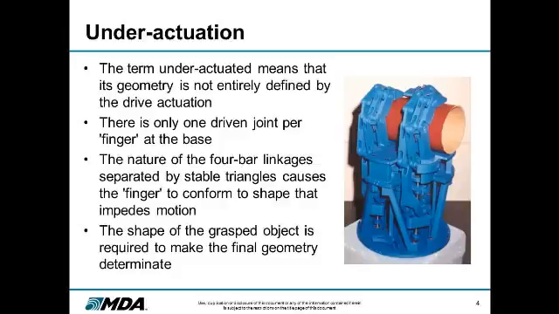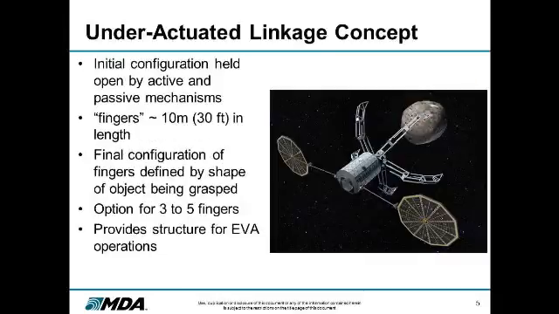It's based on using 4-bar linkages and unique triangular features. So triangular kinematics, where the 4-bar linkages from an actuator at the base permit these appendages or fingers to conform over the shape of the body. So in an under-actuated linkage concept, the initial configuration is held open by passive, spring-loaded fingers. It can also be active.